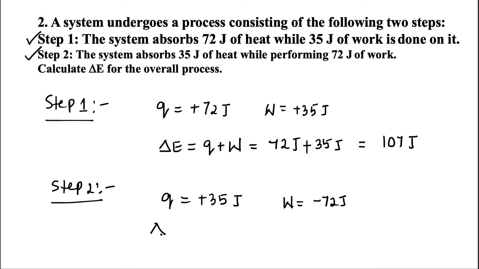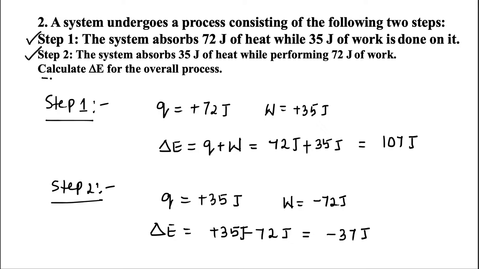And what is the internal energy change? That is equal to Q plus W, positive 35 minus 72 joules. So that will give you negative 37 joules. So we have found delta E in step 1 and step 2.